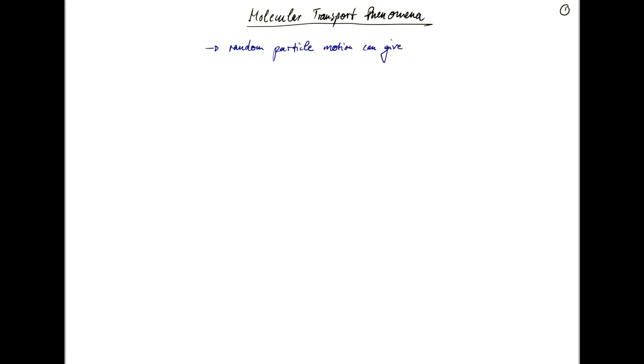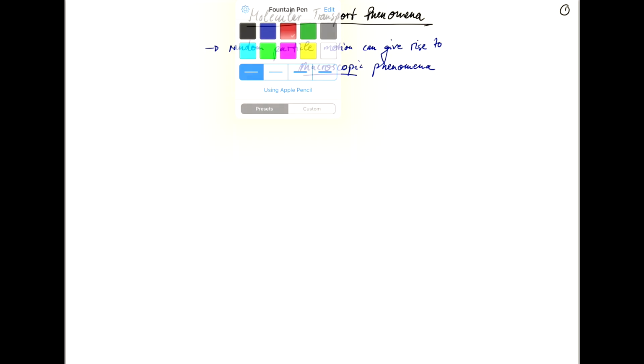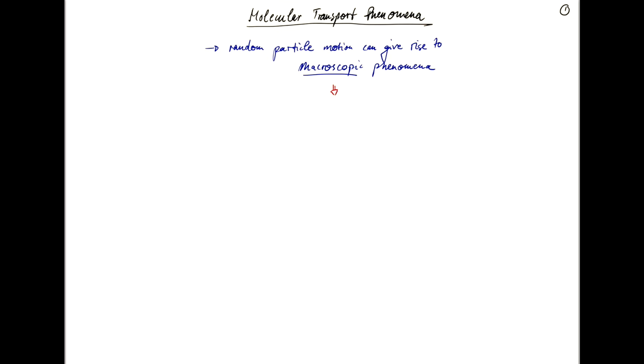Today we will be talking about molecular transport phenomena. This is our first foray really into fluid mechanics, and here the central notion is that random particle motion can give rise to macroscopic phenomena. And this really is captured by this concept that you've all heard of: diffusion. And I'll illustrate this with a thought experiment here.